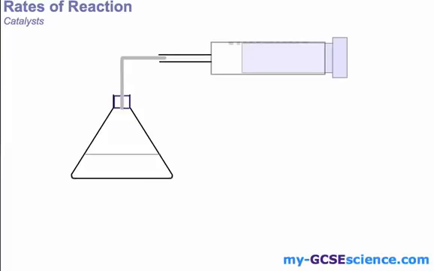Hello and welcome to this video about rates of reaction. We've already looked at how we can adjust certain factors, for example temperature or concentration, in order to change the speed of a chemical reaction, but in this one we're going to look at how we can use catalysts.